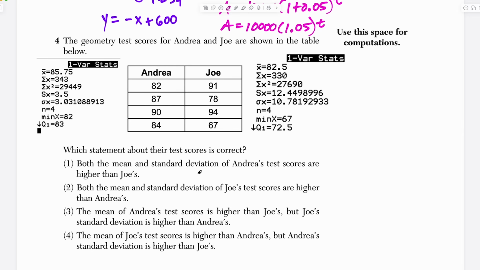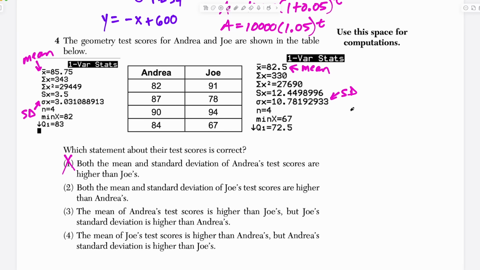Both the mean and standard deviation of Andrea's test scores are higher than Joe's. Well, the mean is this value over here. So I'm just going to point out, this one is the mean, and the standard deviation is this one here. Okay, and then we'll look at Joe's list. So we have the mean and we have the standard deviation. Well, this one here is not true because you could see that Andrea's average is higher, 85.75 versus 82.5, but Joe has a higher standard deviation.